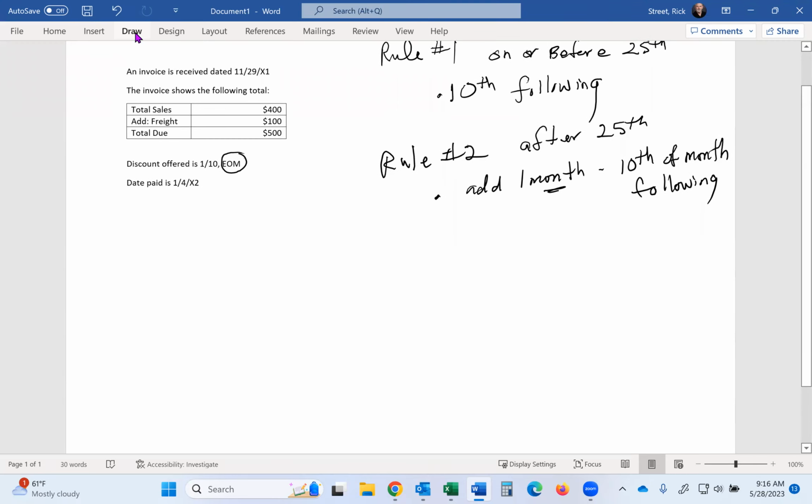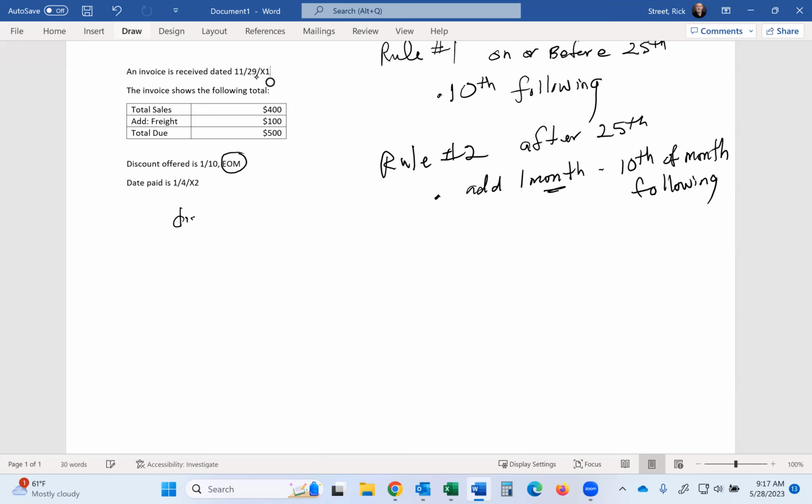So to consider this problem, we can see that if it's 1/10 end of month and the invoice is 11/29, it is after the 25th. So we will invoke rule number 2. At that point, what I want to do is map out what's the discount period. So what period does this customer, or ourselves as the customer, get to take the discount?